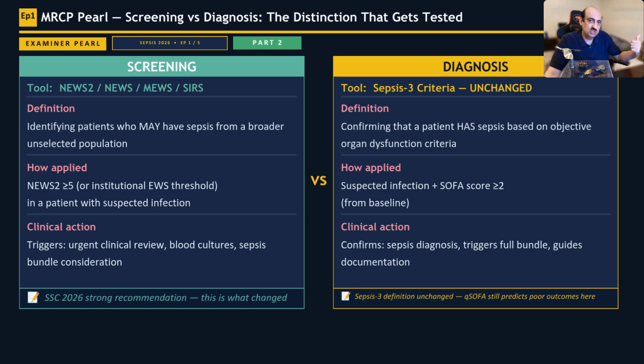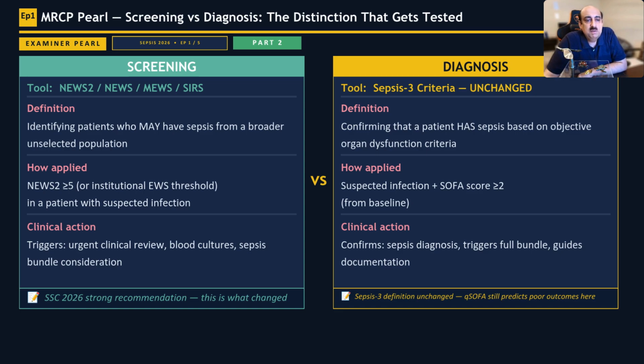So NEWS2 for screening, SOFA score of 2 and above points rise for diagnosis purposes, and the qSOFA of 2 and above for prognostication in an out-of-ICU setting. So this is the key thing. And the Surviving Sepsis Campaign 2026 only changed the screening layer. The diagnostic and prognostic have not changed. And that means the prognostic qSOFA, which used to be misused or wrongly applied higher up in the screening, has gone back to the prognostic area, not the screening area.